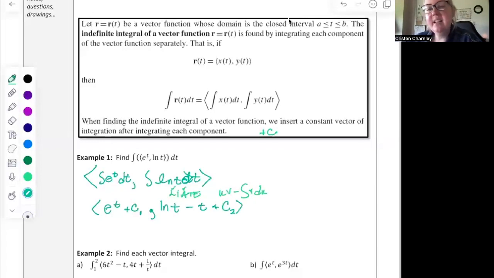Now, we don't want to leave the constants of integration on the x component and the y component. What we can do is combine those together for another plus c at the end. So I know this looks a little strange, but this will be e to the t, natural log of t minus t. And then I can just make one super huge plus c on the end. And there's our solution. So it is that straightforward.